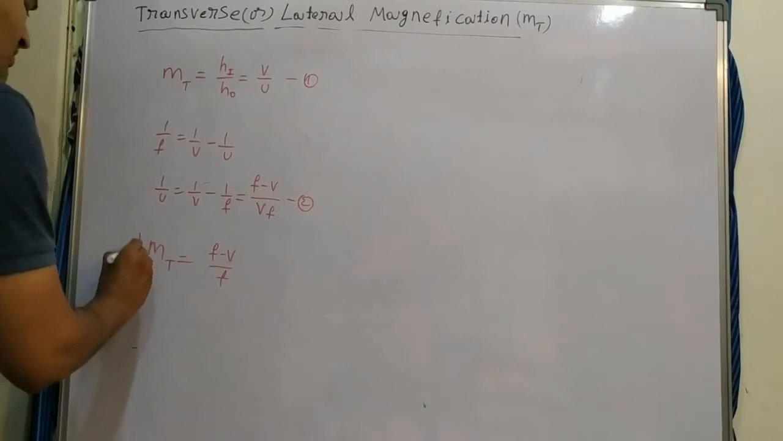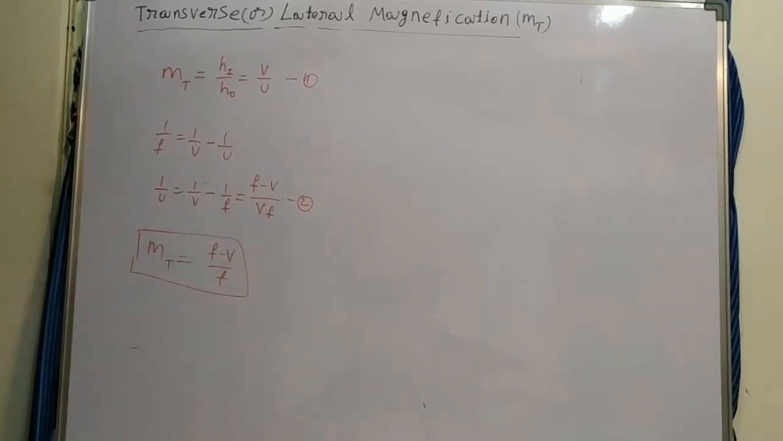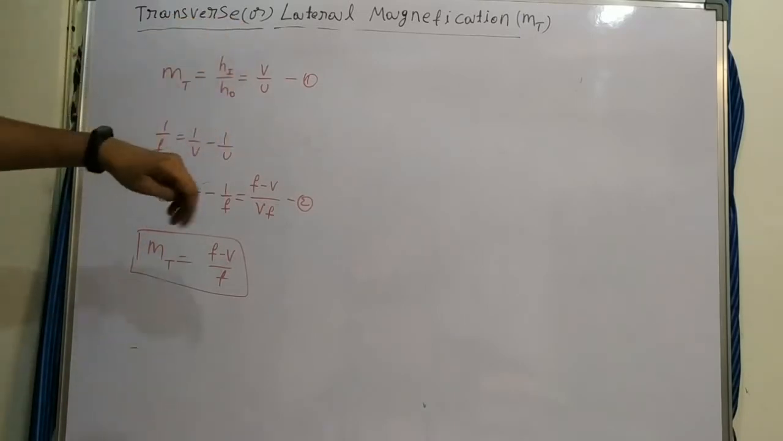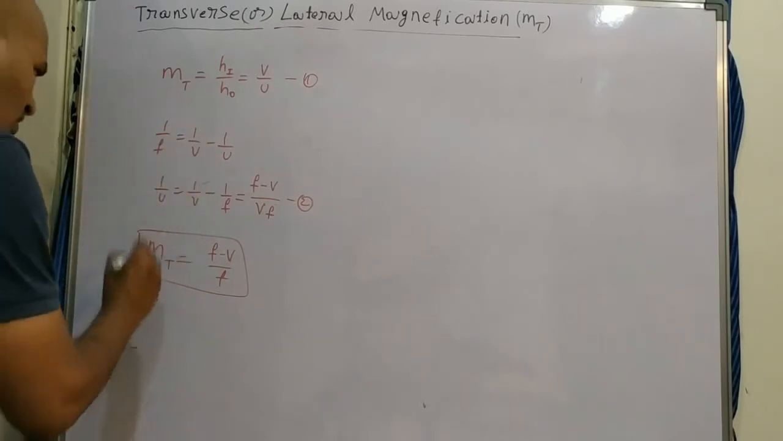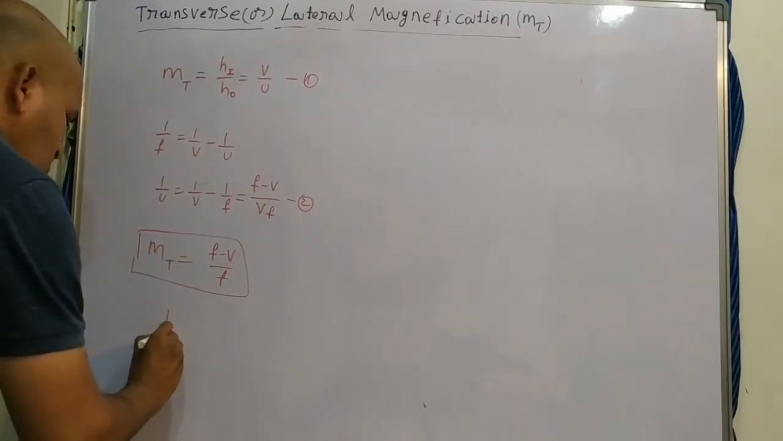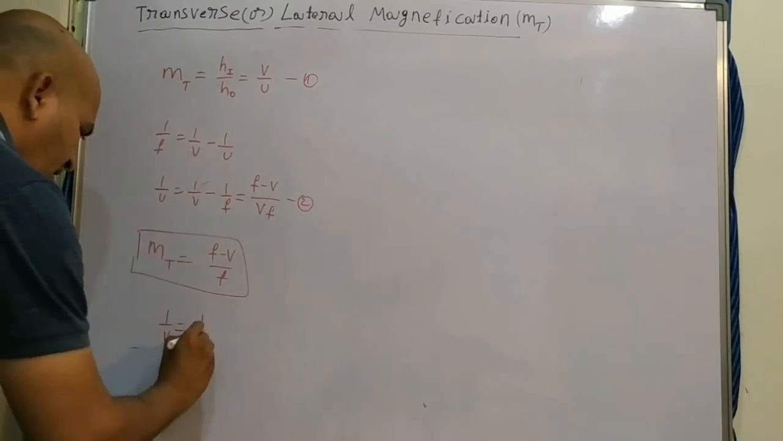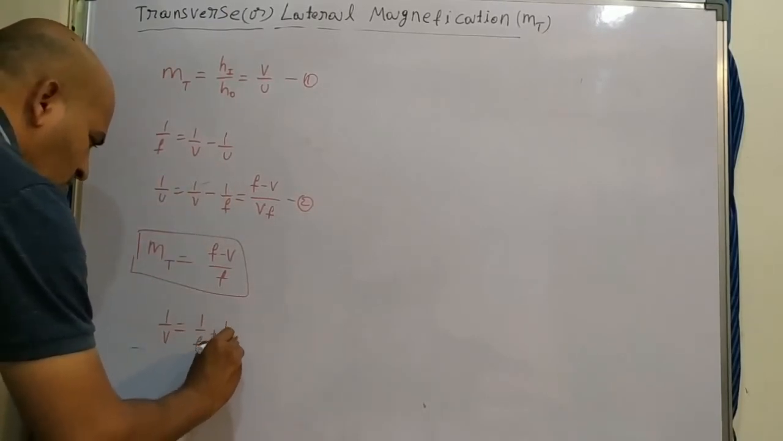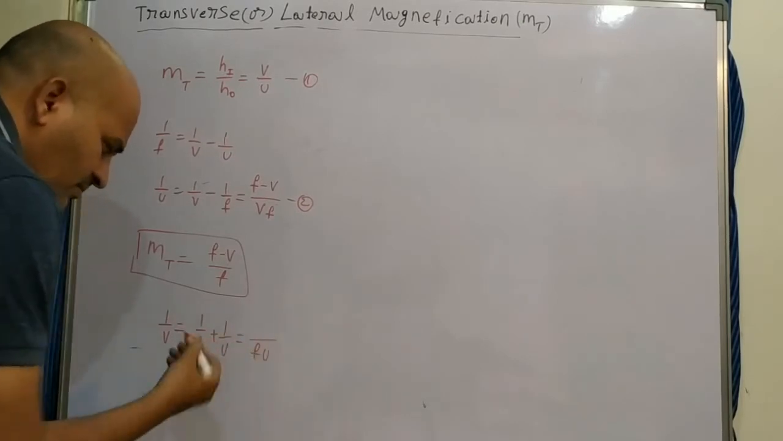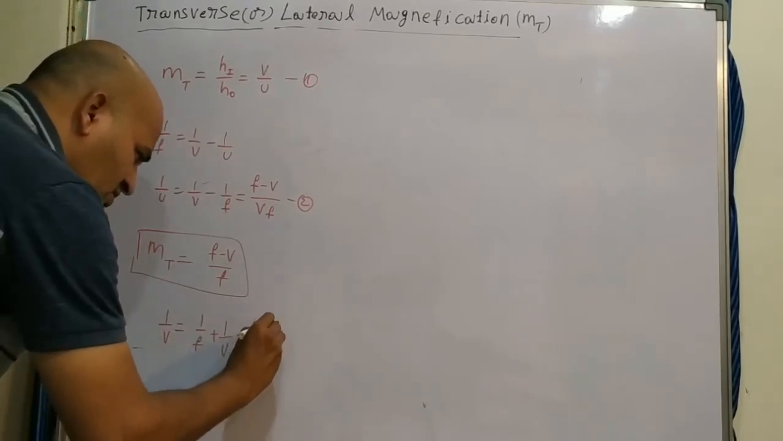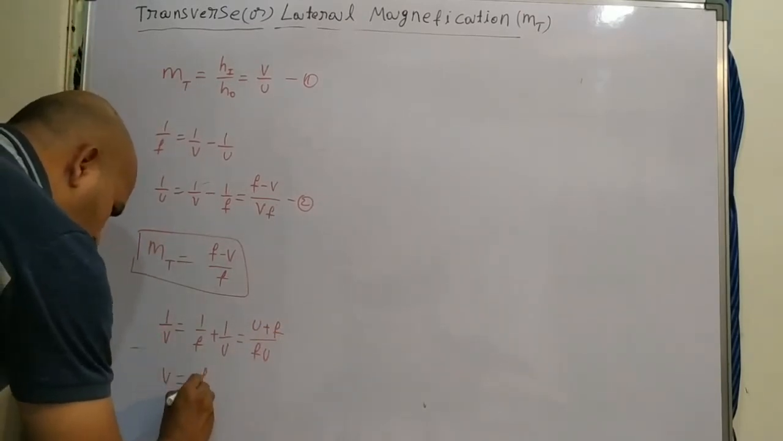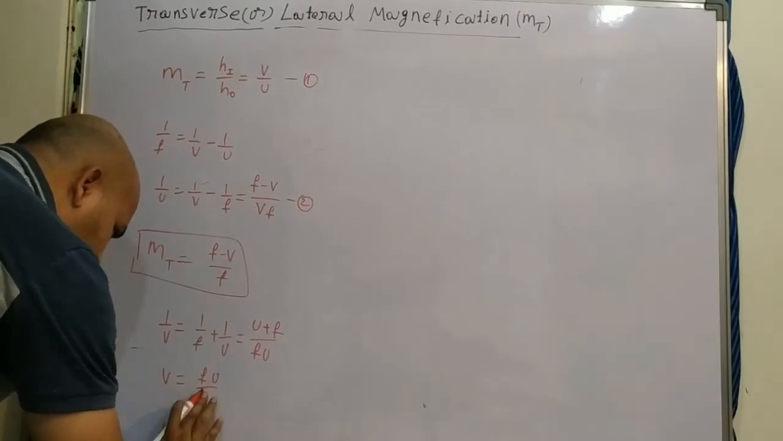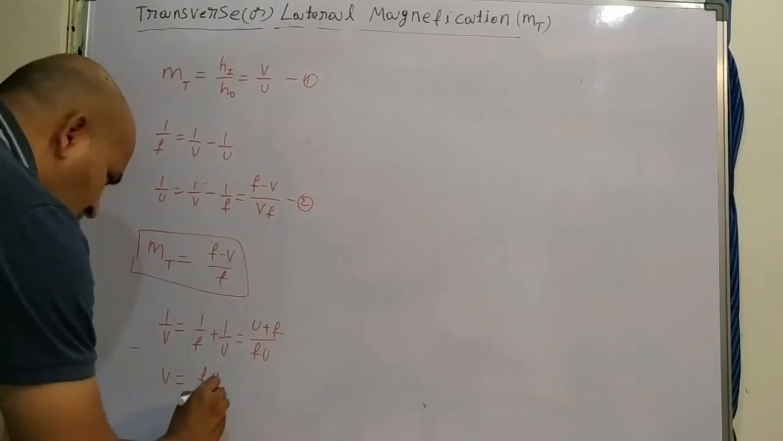This is another formula for transverse magnification only. Suppose we want to replace v with u. In place of v, substitute the value coming from the lens equation. From this, 1 by v is equal to 1 by f plus 1 by u. That is, f u is the LCM, so we get u plus f. That we can substitute in place of v. So v is equal to f u by u plus f. That is equation number 3.